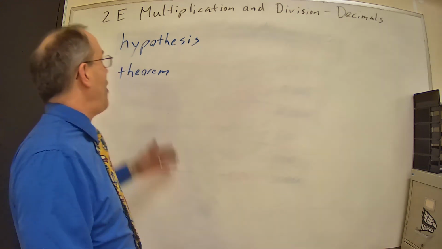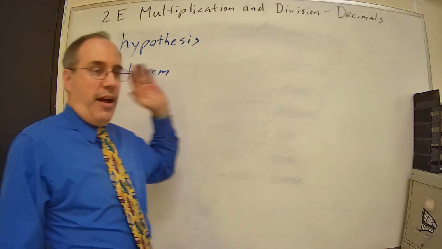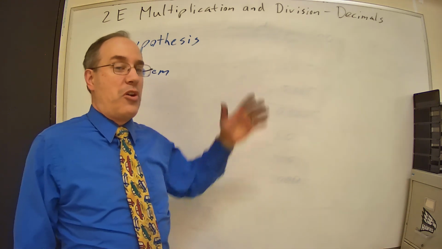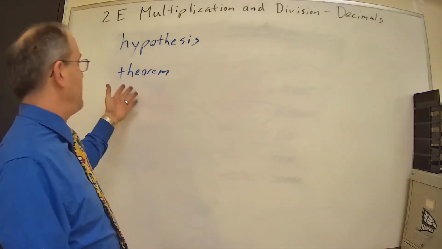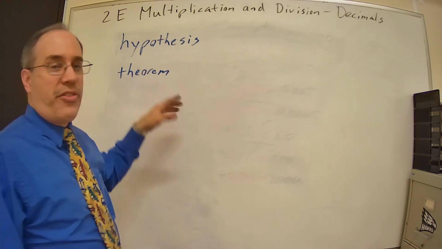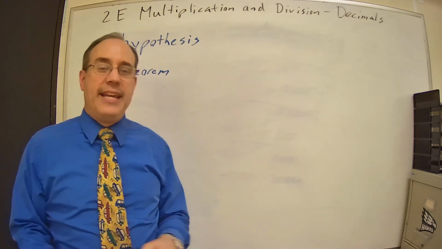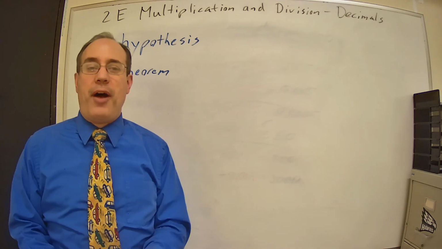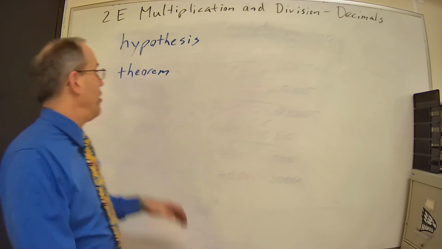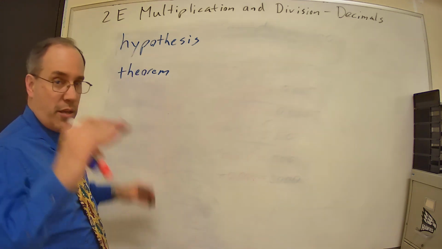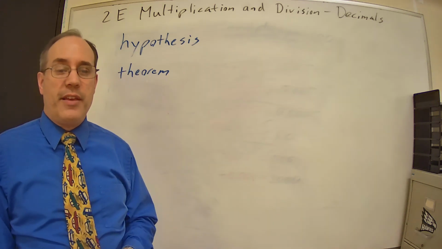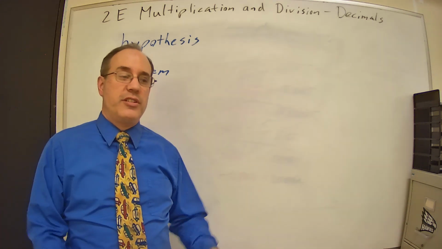So basically now I can go, aha, I see that whenever I multiply by a number larger than 1, I get a larger result. Therefore, I have that theorem, and that's something that I can actually use. It's no longer a hypothesis that, hey, maybe this is the case. Now it's a matter of theorem, this is the way it is, and this is the way it will always be. So that is multiplication and division of decimals.